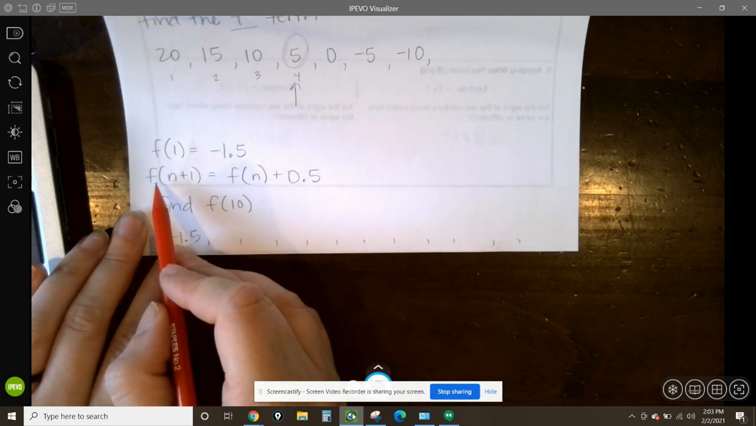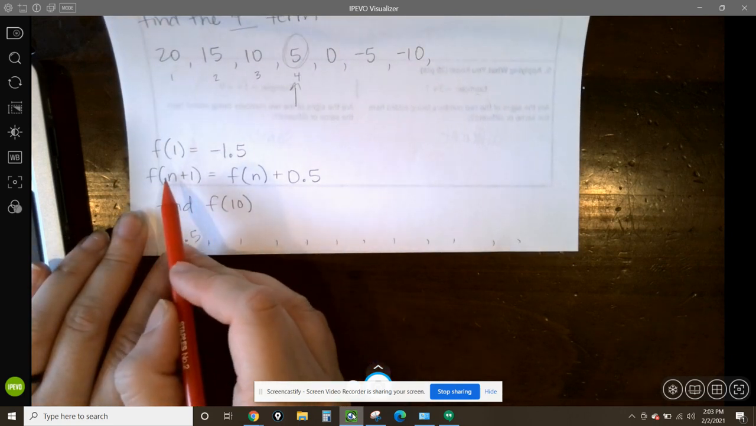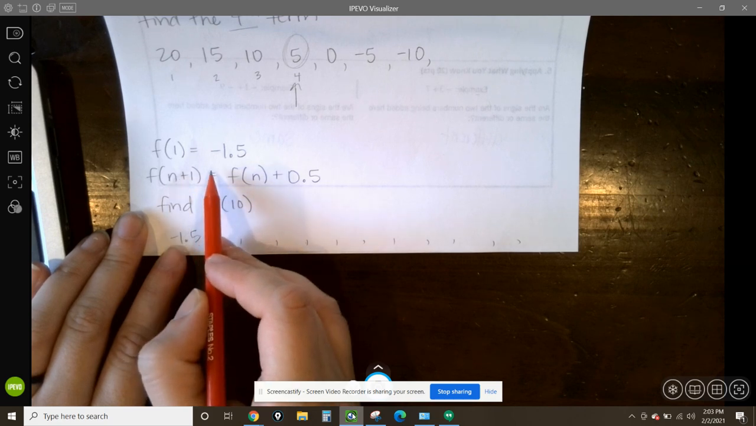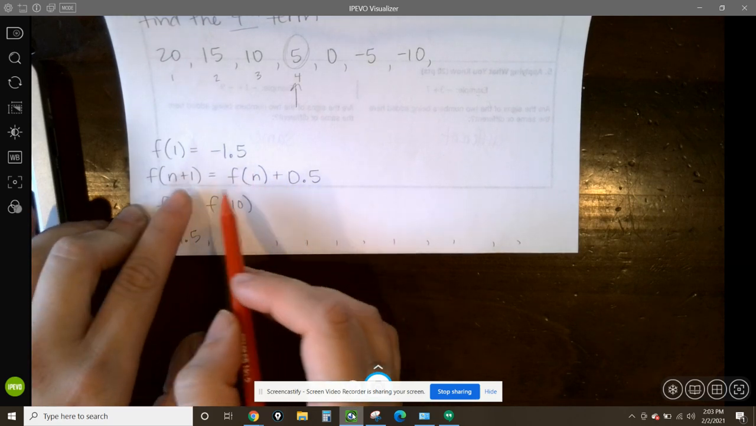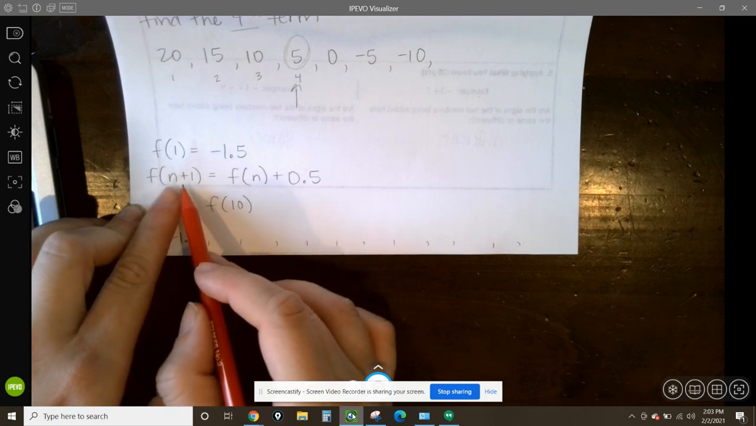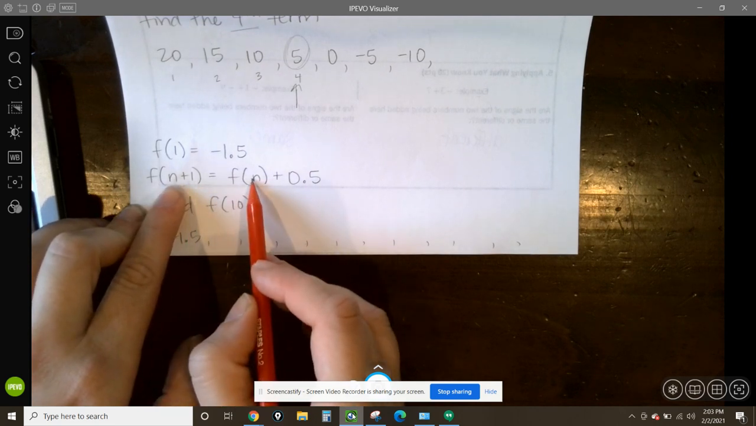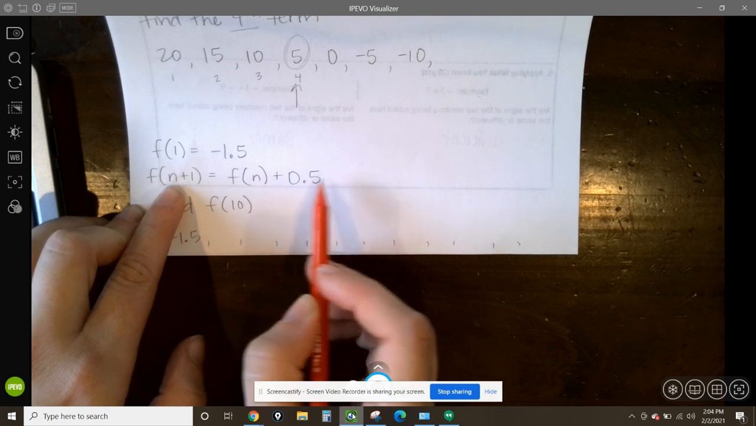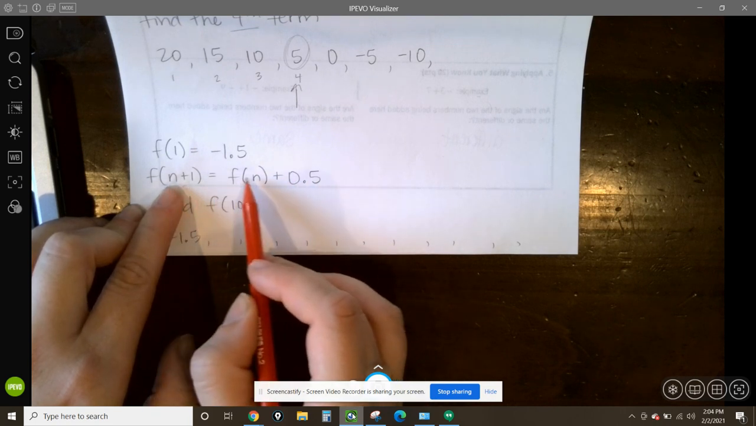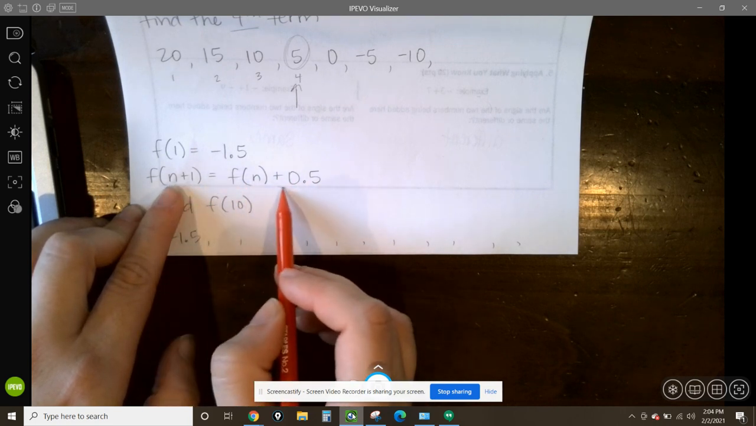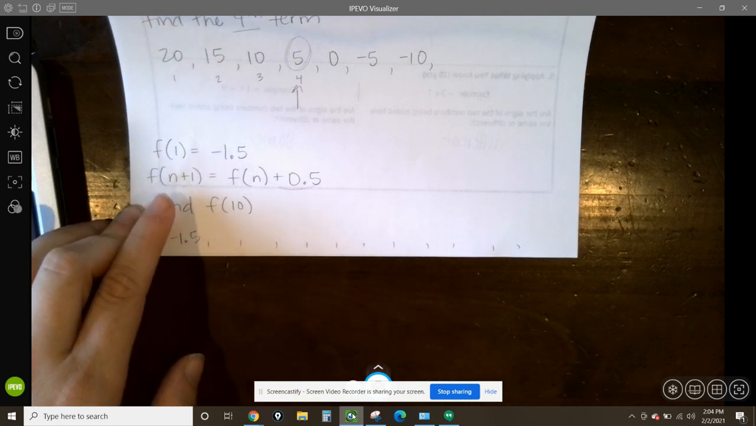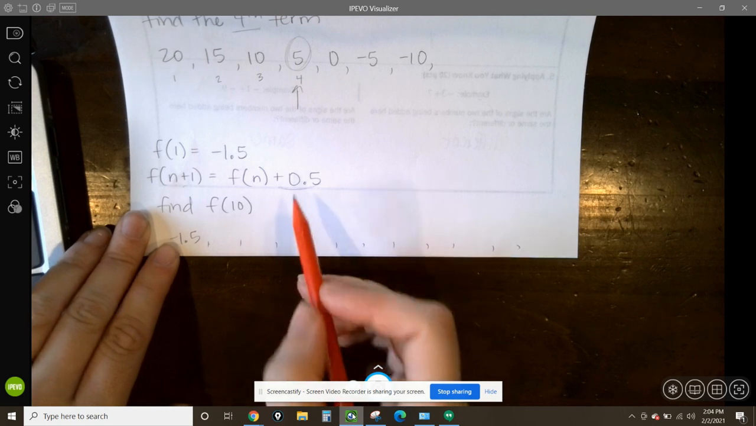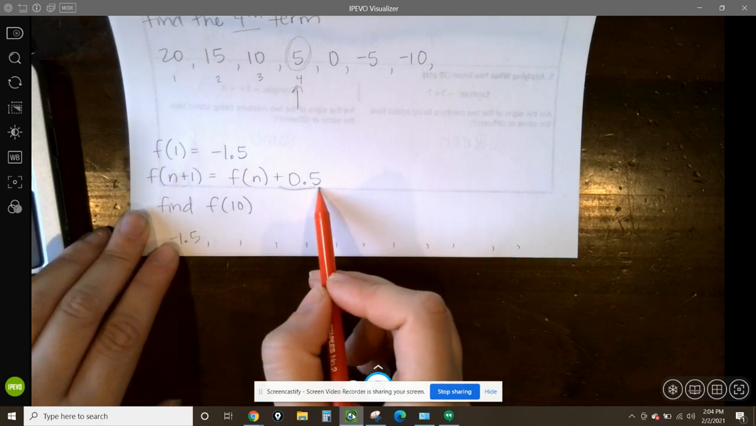They changed up the notation, but what this says is f of n plus 1 equals f of n plus 0.5. This is the same thing. To find the next term in the sequence, you take the one before it and add 0.5. If all of this is too confusing, just look at what they're adding or subtracting right here. That is basically all you need to know. So we're adding 0.5 every time.